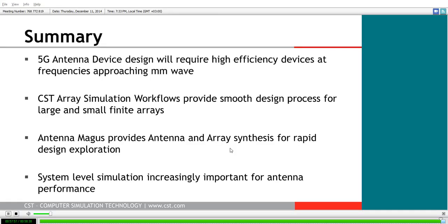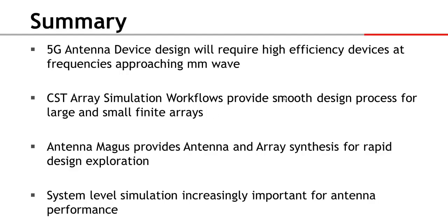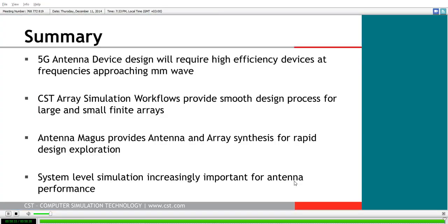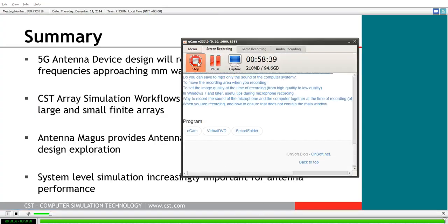So in summary, we've just shown some of the design requirements for 5G, how this is pushing towards higher efficiency beam steered array designs. We've shown the CST array simulation workflows and system assembly modeling that can speak to this design flow and expedite that process for engineers. As well, we've shown Antenna Magus's capabilities in providing antenna and array synthesis, as well as some of its abilities for rapid design exploration. And finally, hopefully we've driven home the importance of these types of system-level simulations for antenna performance, especially at these new 5G high frequencies.